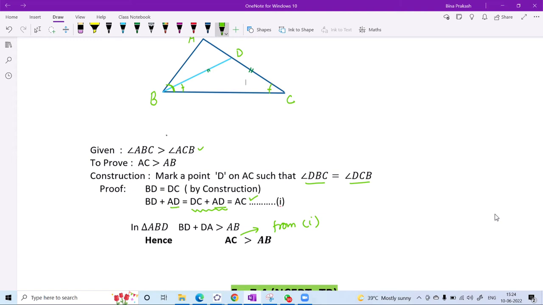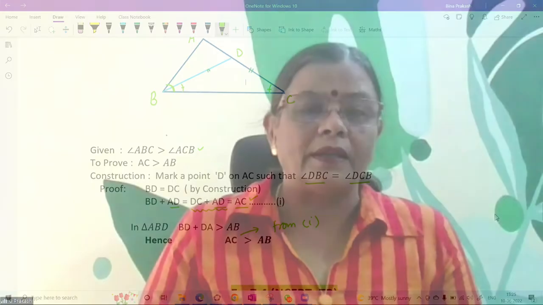On adding AD to both sides, one side of this expression, DC plus AD, adds up to AC. Just see the length DC. To that we are adding AD. That's a part of AC. So they add up to AC. So we have the sum of BD plus AD as AC. That's what we require for further steps. So let us now go for the relation.